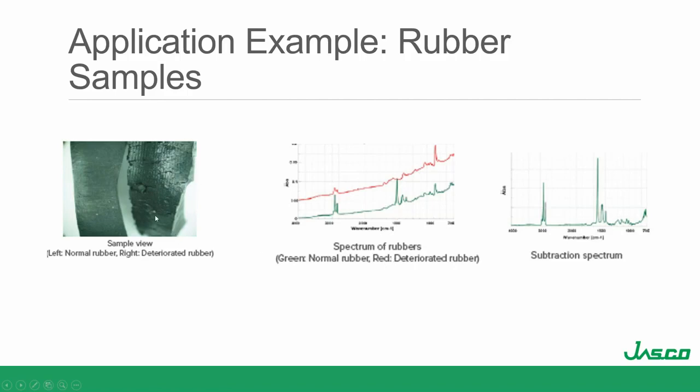So these are the two different ones. You can see that there is a marked difference between the normal rubber and the deteriorated rubber. And these can be taken with a subtraction, and then you can actually do a library search and find out what your unknown is, what the difference is.